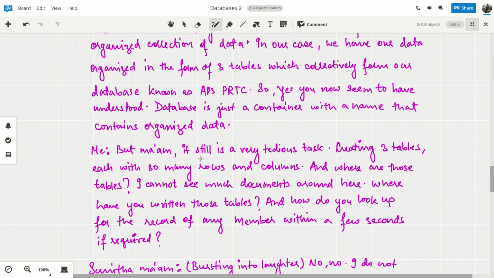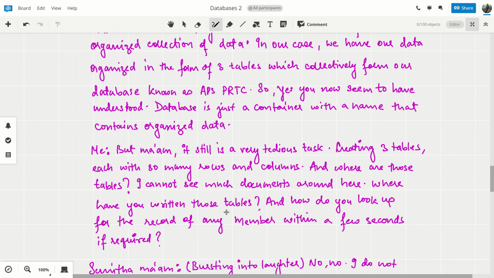So, ma'am, it is still a very tedious task. Creating three tables, each with so many rows and columns, and where are those tables? I cannot see much document around here on your table or in this office. Where have you written these tables? And how do you look up the record of any member within a few seconds if required?